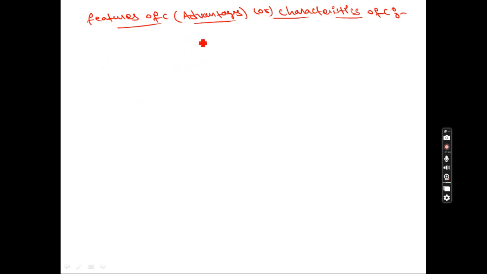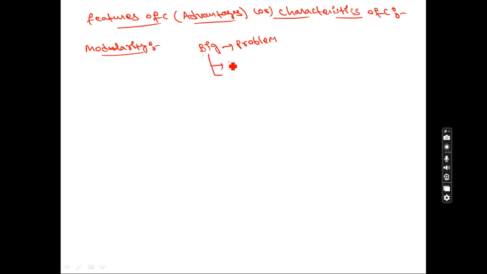Advantages: if you learn C language, what are the benefits you are going to get? The first advantage is modularity. What is the meaning of modularity? Suppose I give you one big problem, and you alone cannot solve this problem. So what do you do now? You break this bigger problem into smaller pieces.